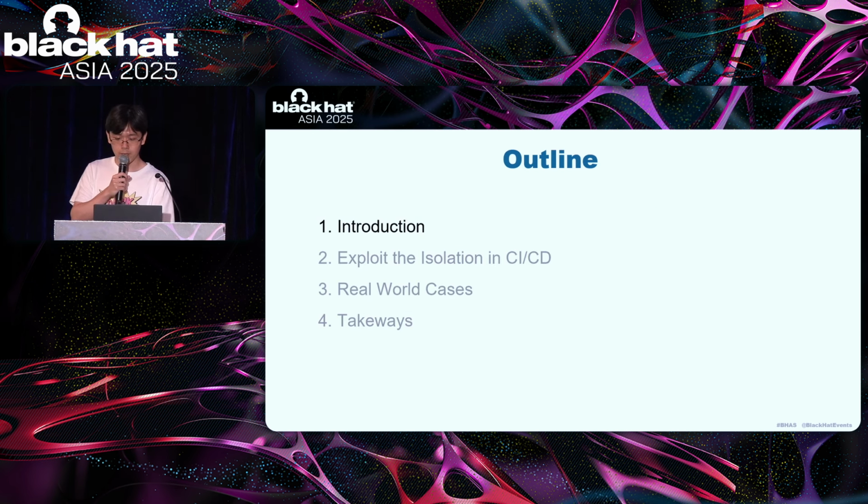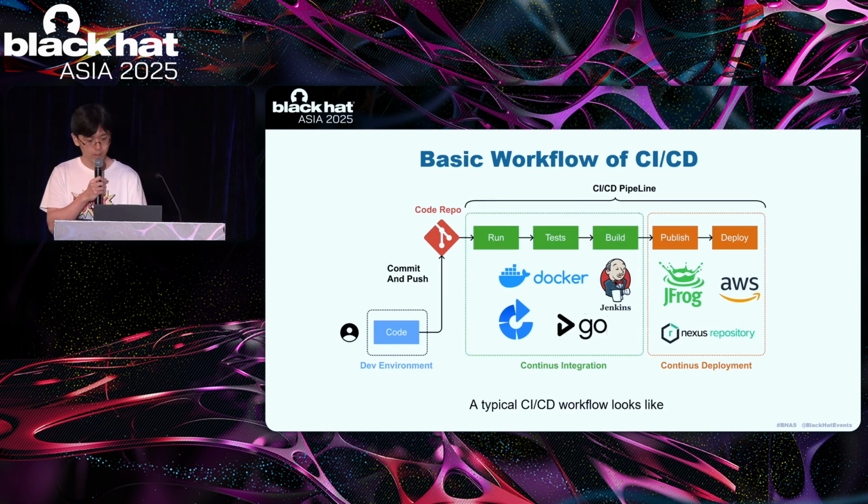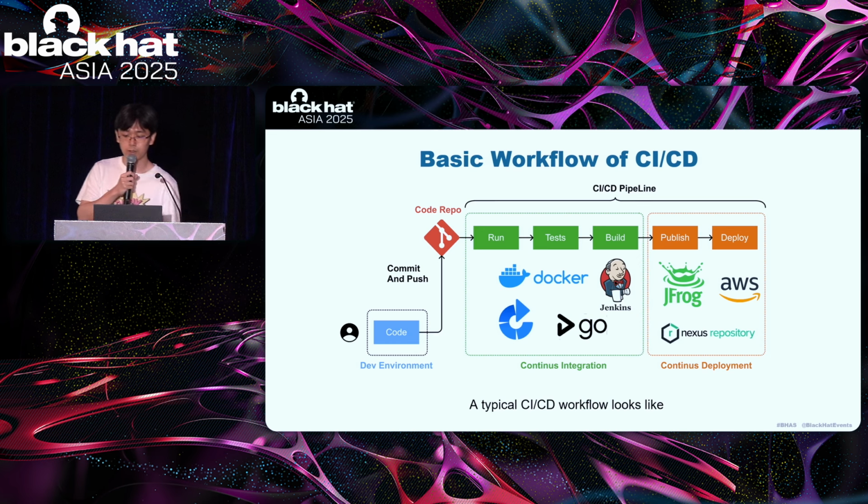So here's the outline. And before we jump into technical details, let's first understand why CI/CD security is an urgent issue today. So this pic illustrates a typical CI/CD workflow. The dev writes code locally and commits and pushes to the remote. And the code then goes through the run, tests, and build stages, which are part of continuous integration, also known as CI. And afterward, it undergoes the publish and deploy steps, which are part of continuous deployment, and that is CD. So these steps are collectively referred to as the CI/CD pipeline.